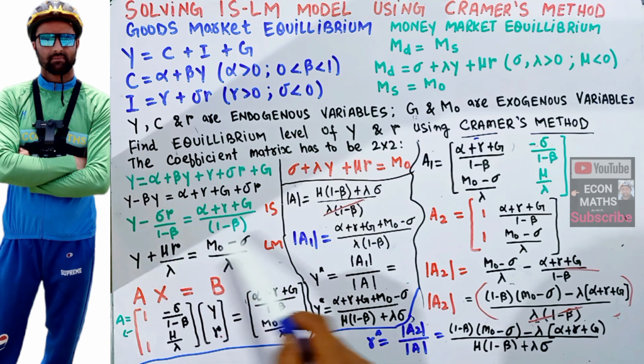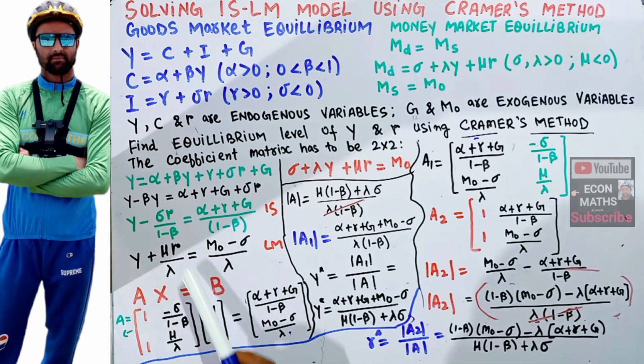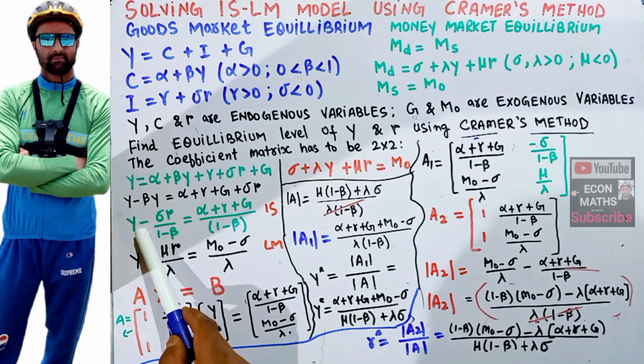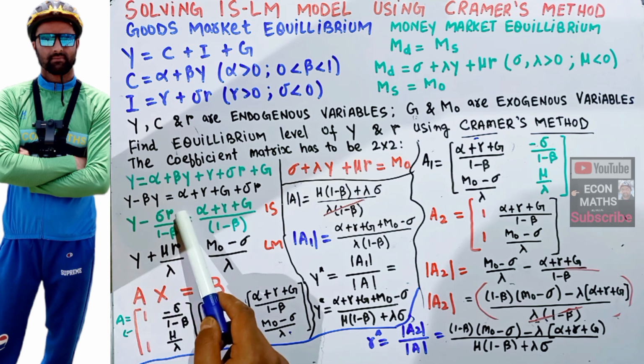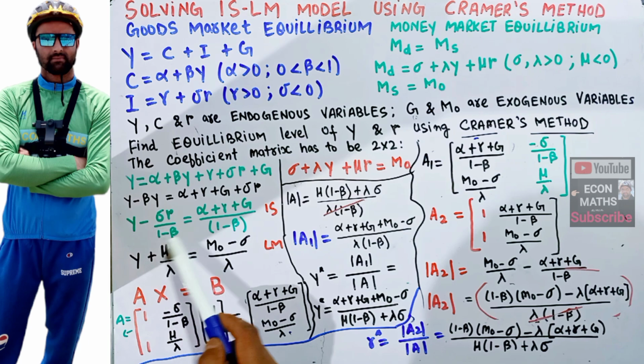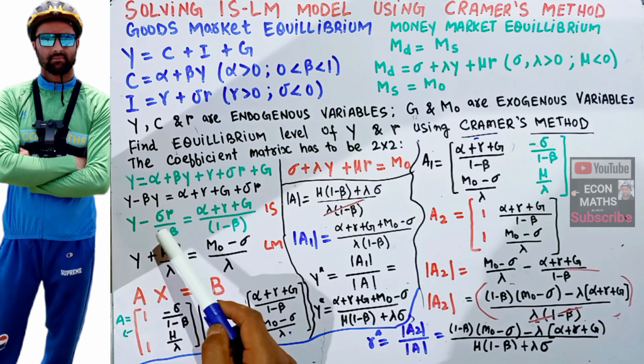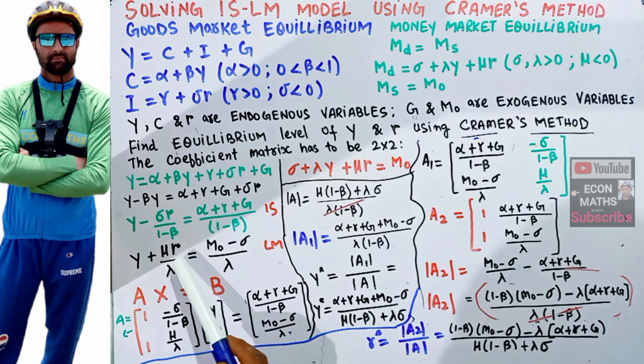Then we converted these two equations into matrix form, that is AX is equal to B. A is the coefficient matrix, the coefficients of y and i in the IS and LM model. So the coefficient of y is 1, I have written it here. Coefficient of y is 1, I have written here. Coefficient of interest rate r is minus delta divided by 1 minus beta, I have written it here. Then the coefficient of r is mu divided by delta, I have written it here. X is our solution vector, the value of income and rate of interest that we need to find out, and it should be equal to B. B is the vector of constant terms.